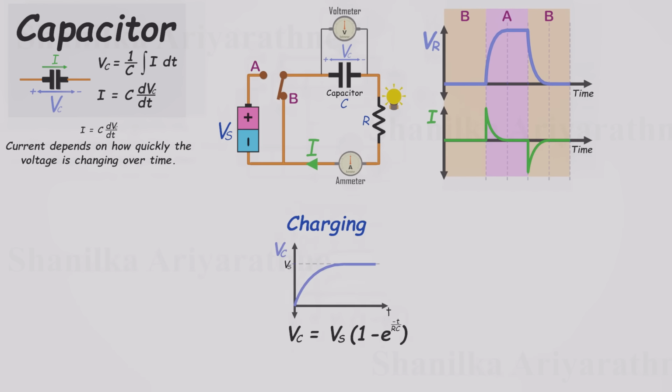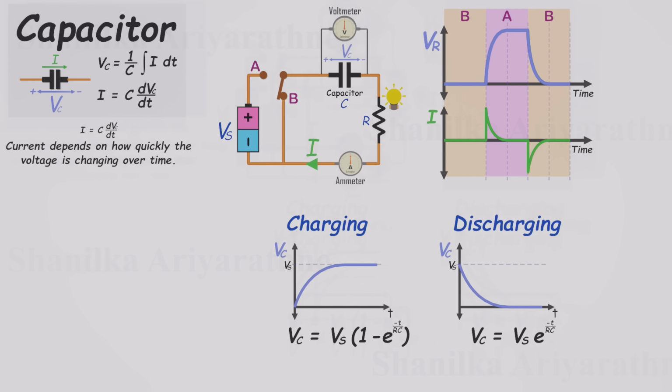When the switch is in position A, the capacitor charges up. We can describe that with a simple exponential curve, showing why the voltage change slows down over time. Don't worry about the math. These equations all come directly from the basic voltage-current relationship. If you'd like to see the derivation, check out our full capacitor video, link in the description. Once the capacitor is fully charged, flipping the switch to position B makes it discharge, and we can describe that with a similar exponential curve.